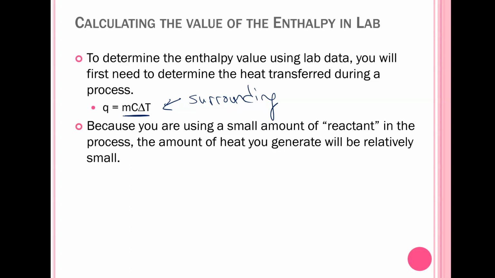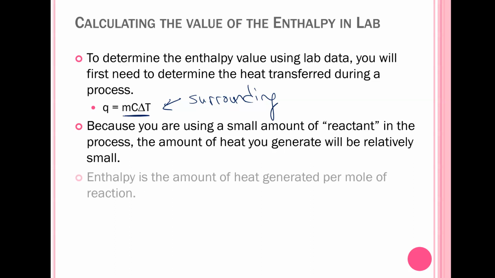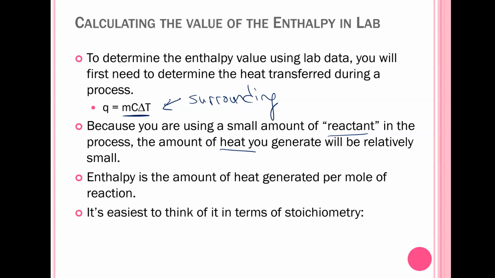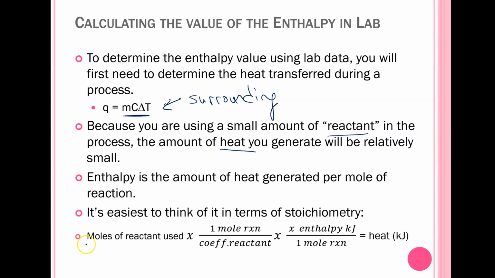Because you're going to be using a small amount of reactant, you're going to get a small amount of heat out of it. But enthalpy is heat per mole. So you could take the heat that you generate and divide by the moles of whatever it is you're using, and that's fine. But based on my experience with what you guys are doing with molar mass, it might be easier to think of it in terms of stoichiometry. So you start with your moles of reactant just like before. Grams turns to moles, liters times molarity. If it's a gas, liters using PV equals nRT, turn it into moles. Do your coefficient of the reactant, 1 mole of reaction.